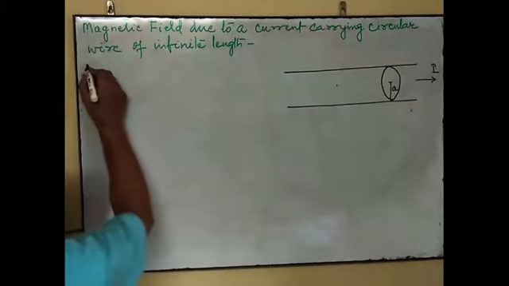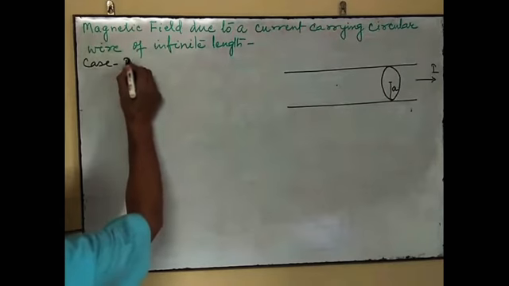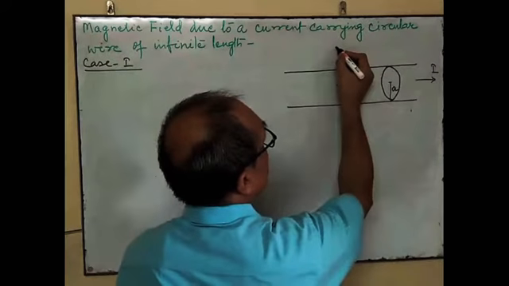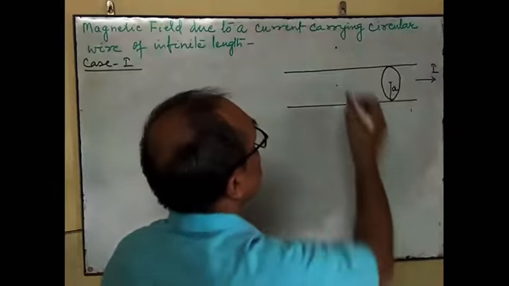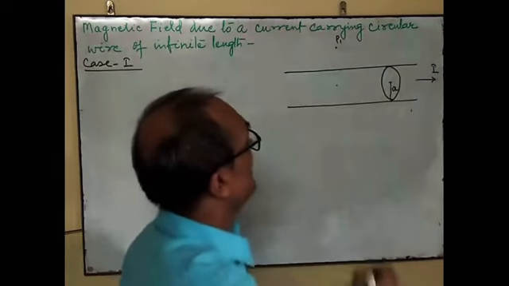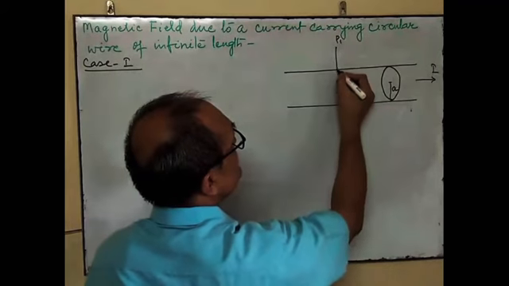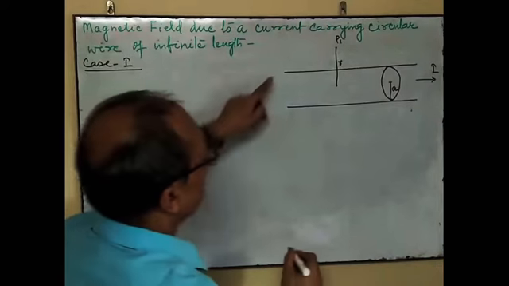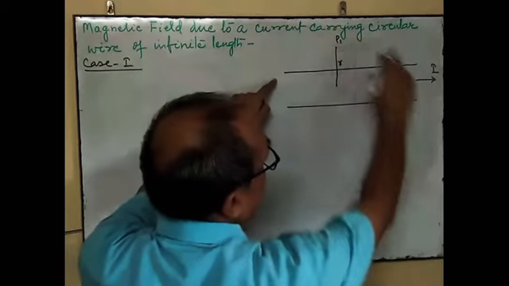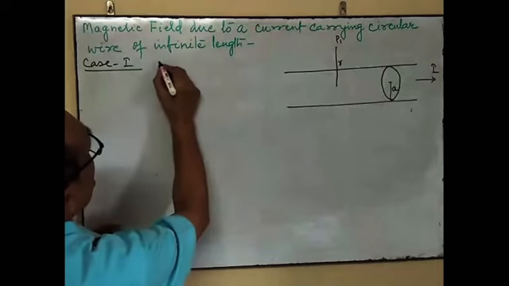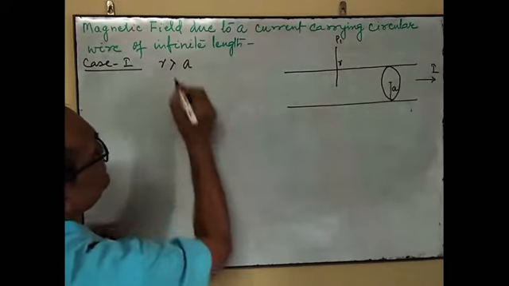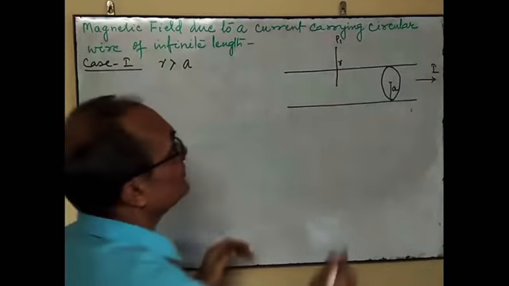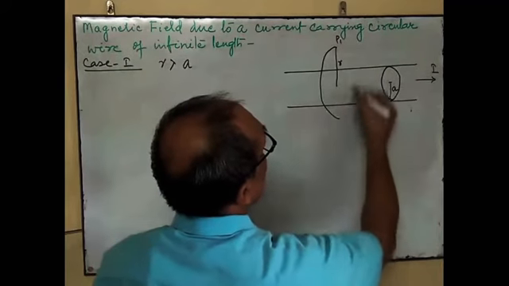First of all, case 1. When the point is outside, this point is suppose P1, and it is at a distance r from the center. In this case we will see that r is greater than a. So we will write r is greater than a. Consider here an Amperian loop passing through the point P1.